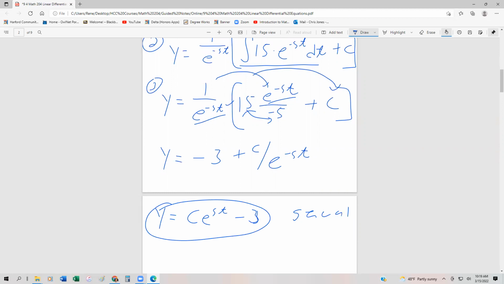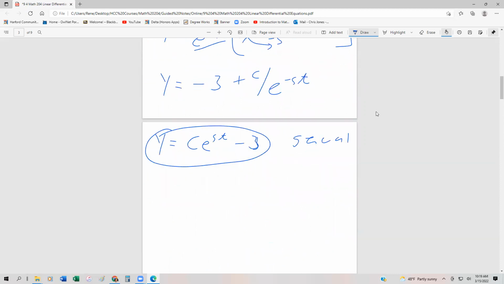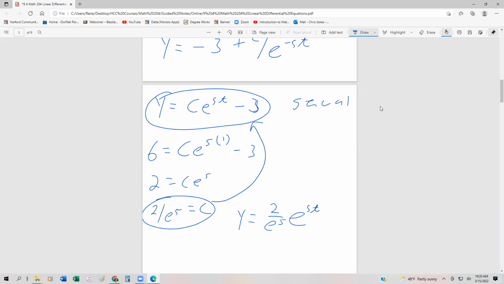And that helps us solve letter A. Letter B, for part B, we have y at 1 equals 6. So that means when t equals 1, y is 6. So let's substitute. So we're going to get 6 is equal to ce to the 5 times 1 minus 3. We're going to add 3 to both sides. So 2 equals ce to the 5th. And then finally, we're going to divide by e to the 5th, excuse me. So 2 over e to the 5th is equal to c. And then we can just substitute immediately back in here. So we get that y is equal to 2 over e to the 5th, e to the 5t minus 3.